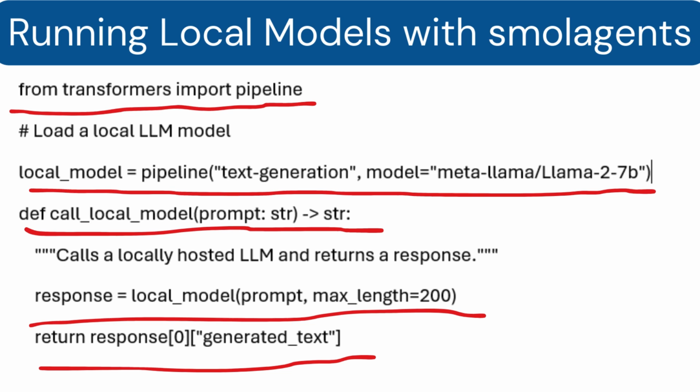It is slower than cloud AI. If you don't have high-end hardware, response times may be significantly slower than cloud-based APIs. And storage space, these models take up a lot of disk space. Llama 2-7B alone requires several gigabytes. This is a powerful way to use AI while maintaining privacy, cost efficiency, and offline access.